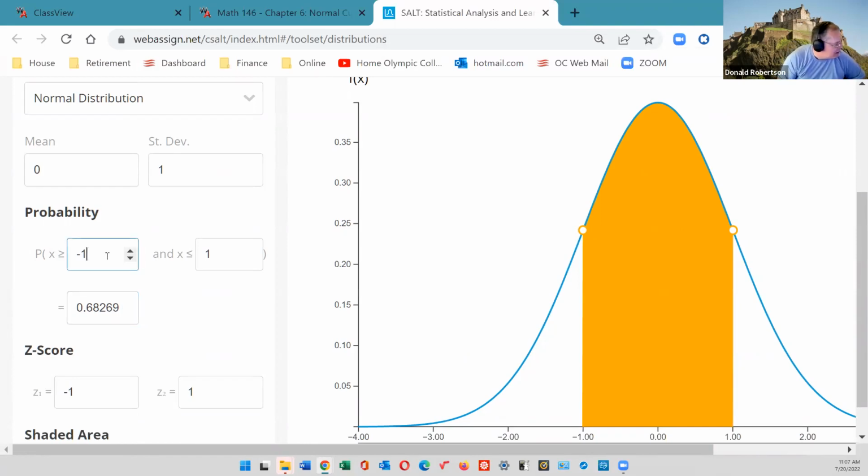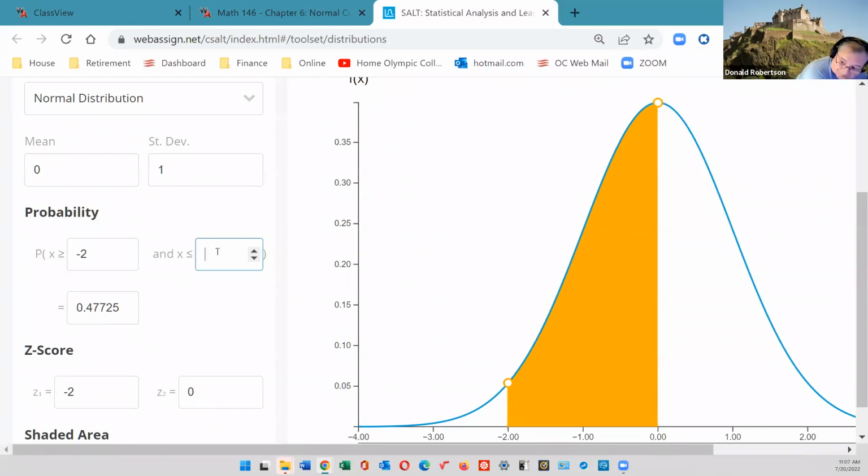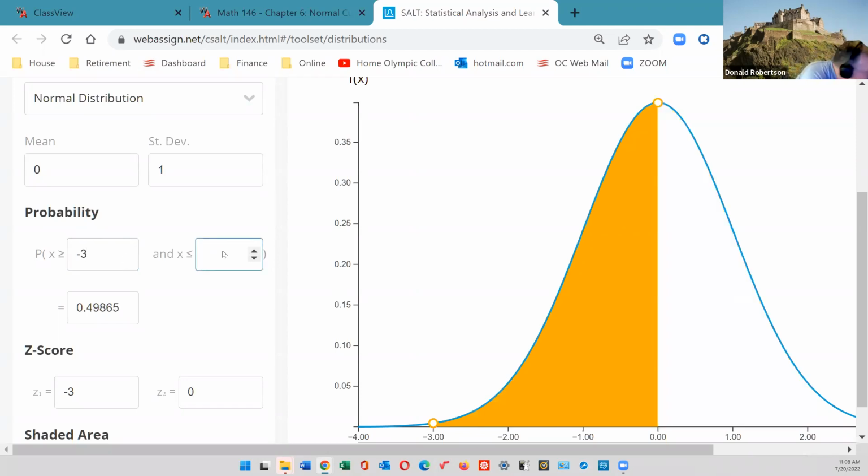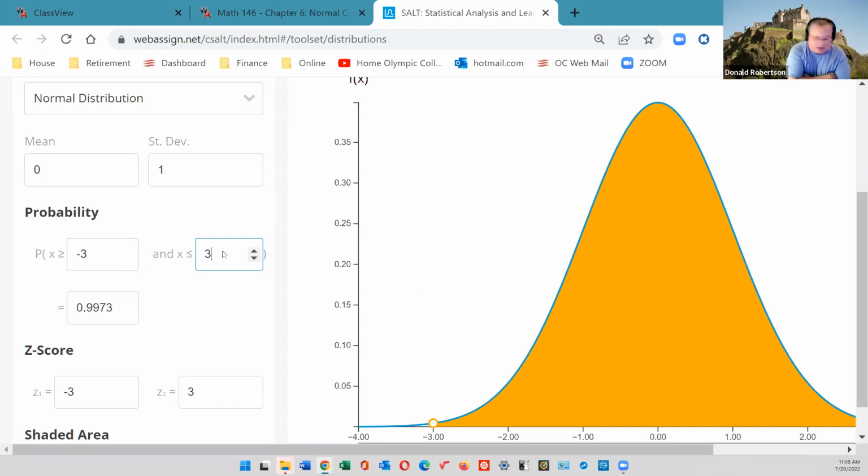Now, if I make it -2 to +2, what number should I get this time? -2 to +2. What percentage? Or is a decimal? What decimal? Okay, I'm going to hit it. Isn't that pretty close to 95%? And for completeness' sake, let's do 3. Shouldn't this be close to 99.7? Would you agree 0.9973 is pretty much 99.7?